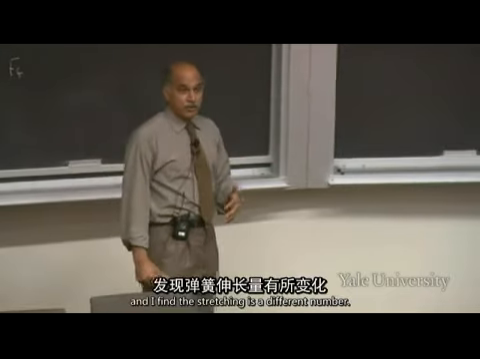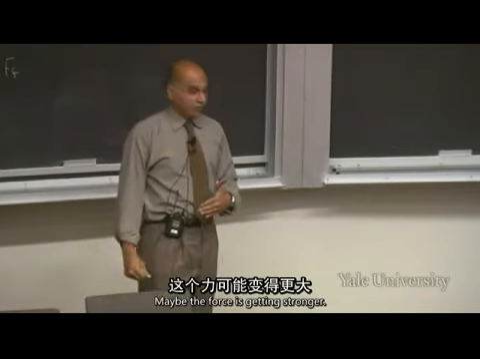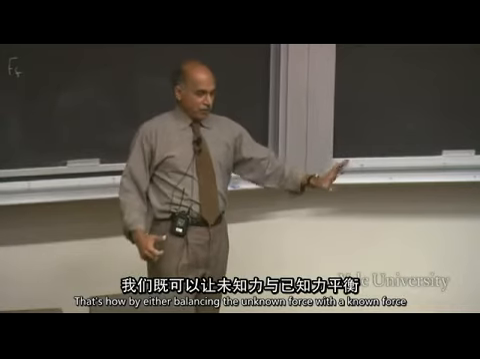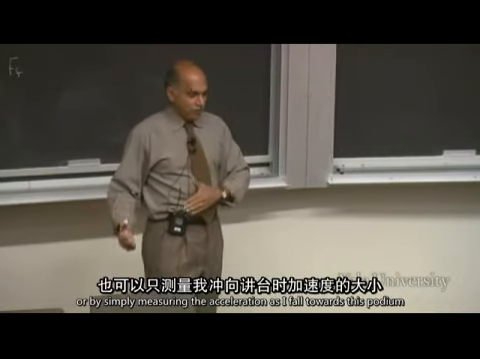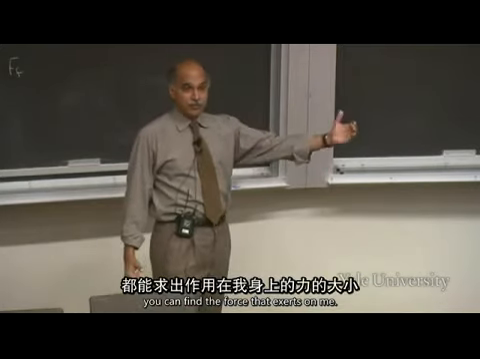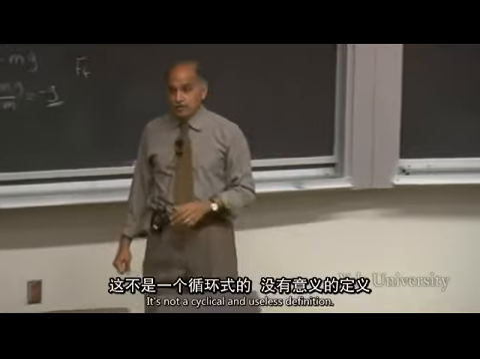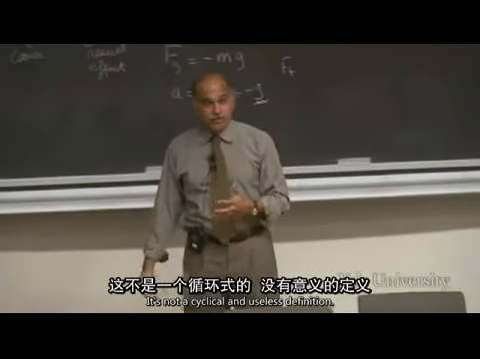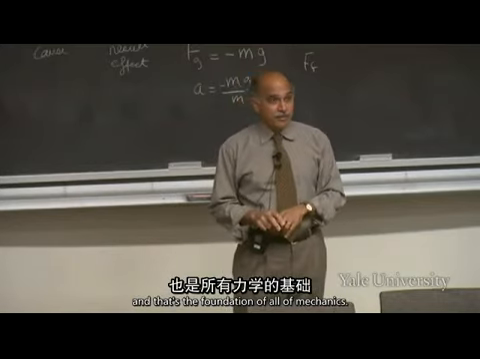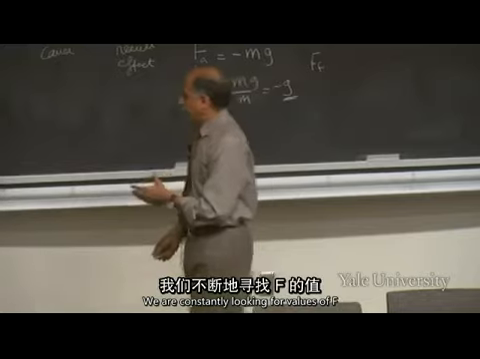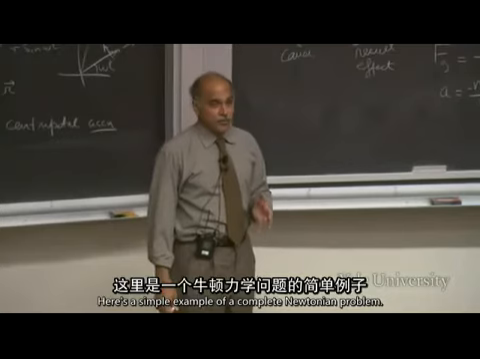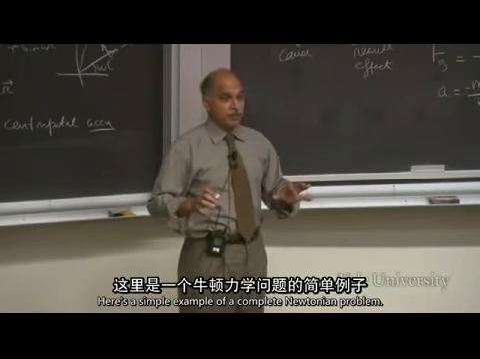I move a little closer, then I find the stretching is a different number. Maybe the force is getting stronger. That's how, by either balancing the unknown force with the known force, or by simply measuring my acceleration as I fall towards this podium and multiplying by mass, you can find the force it exerts on me. So it's not a cyclical and useless definition. It's a very interesting interplay, and that's the foundation of all our mechanics. So we are constantly looking for values of F, and we're constantly looking for responses of bodies to a known force. So here's a simple example of a complete Newtonian problem.